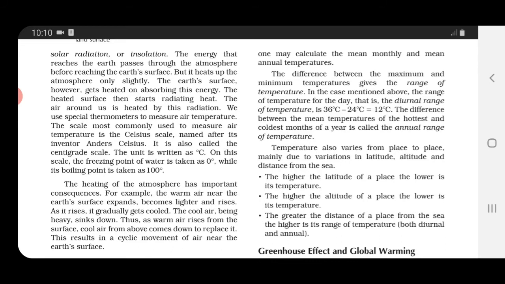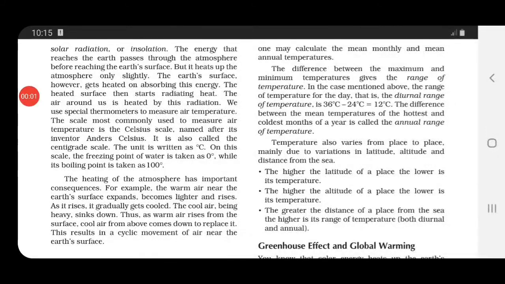On this scale, the freezing point of water is taken as 0 degree. What is the freezing point taken on this particular scale? 0 degree. While boiling point is taken as 100 degree. This you all might have studied, right?